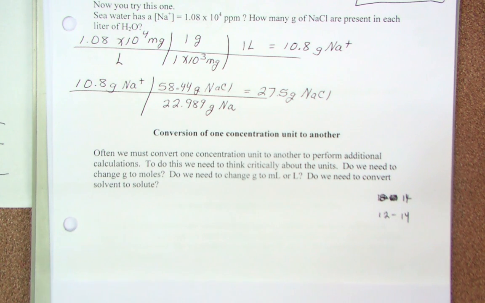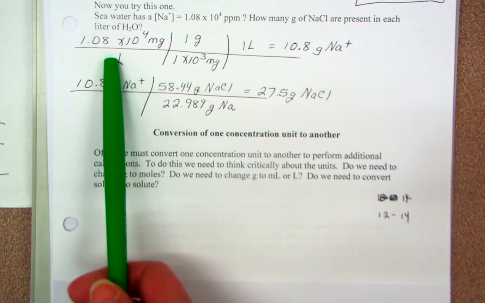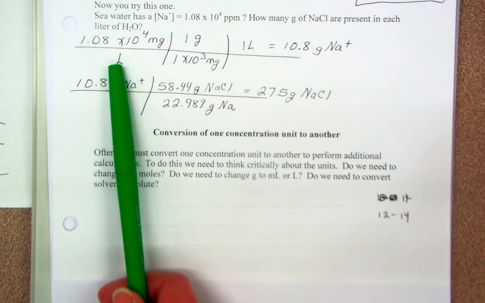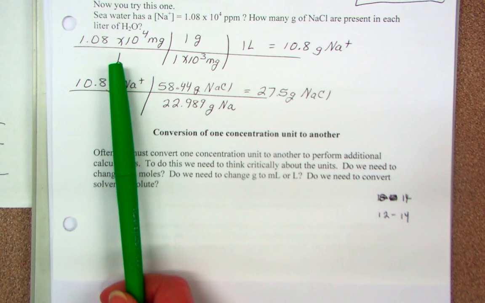Okay, if we look on the board, everyone has the same correct answer, 27.5 grams of sodium chloride. Looks like everyone on the board did this all in one big long step. When I was writing it in my notes, I did it in 2 steps. And I'm only showing my copy because I'm videotaping this and I want to show the answer.